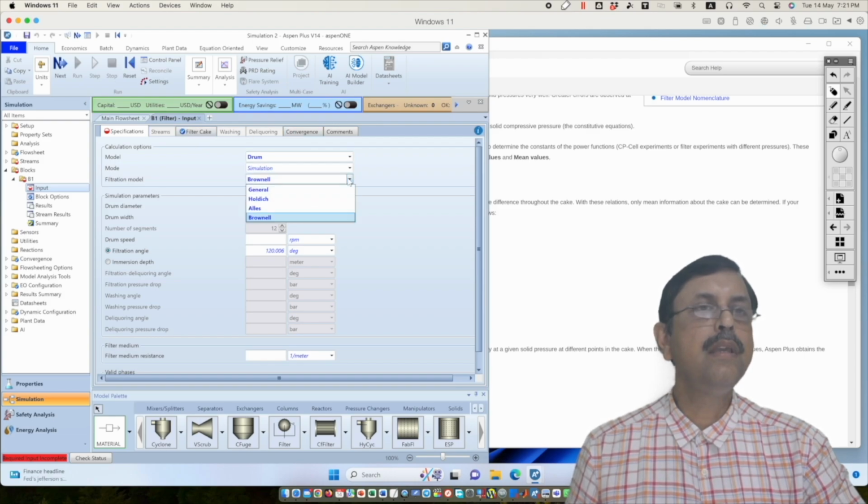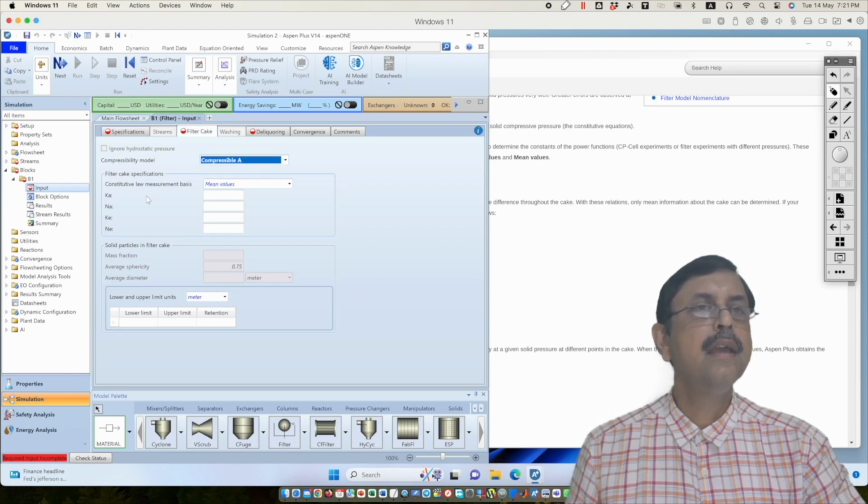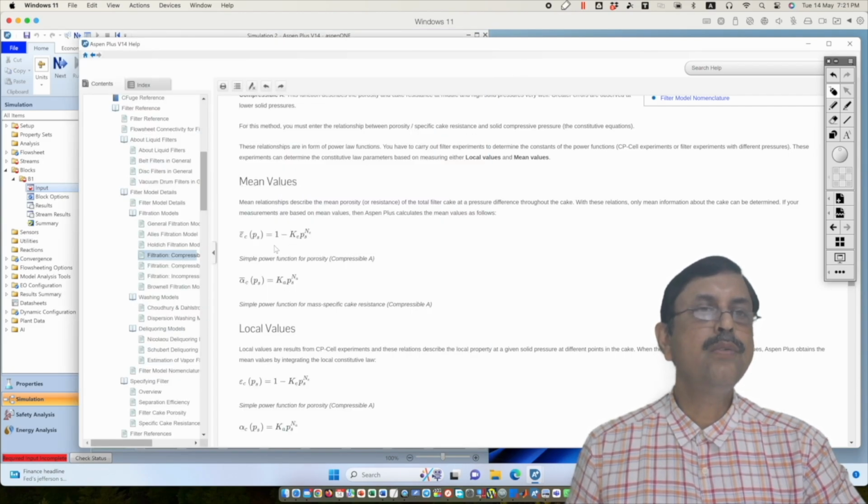say we use Holditch model. If we choose compressible A, there are two options, mean value and local value. And we have to specify this Ka, Na, Ke, Ne. These parameters are useful for fixing the simple power function of porosity. So this is the porosity and simple power function of mass specific cake resistance.